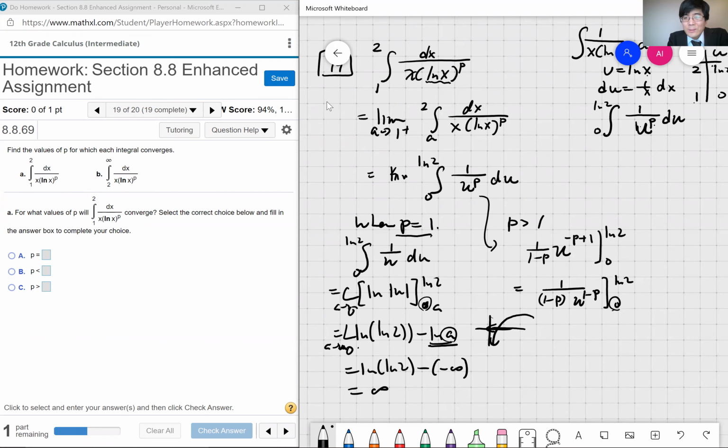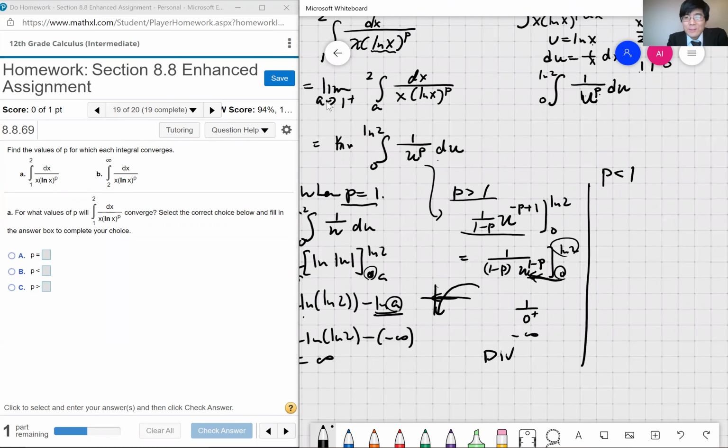And when you plug in 0 here, it's going to be like approaching 1 over 0 plus. So it's going to be like infinity, negative infinity. This one is okay, but this is going to give us negative infinity. So when p is greater than 1, it diverges as well. Diverges.